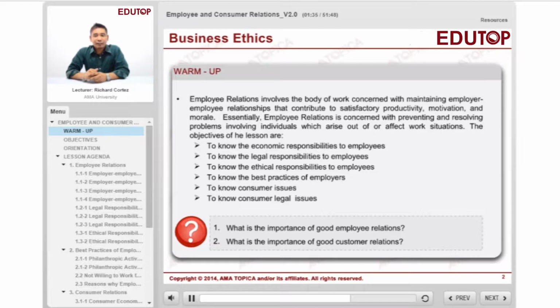For this topic, we have several frequently asked questions by students like you. For example, you will always want to know, number one, what is the importance of good employee relations on the part of the employer? And another question is, what is the importance of good customer relations? After we are done with the lesson, you will be able to know the answers to those questions.